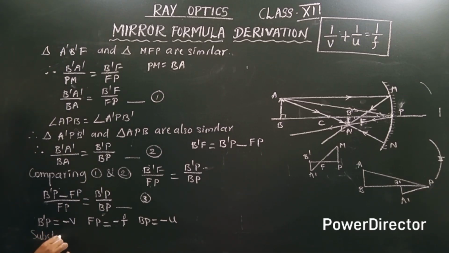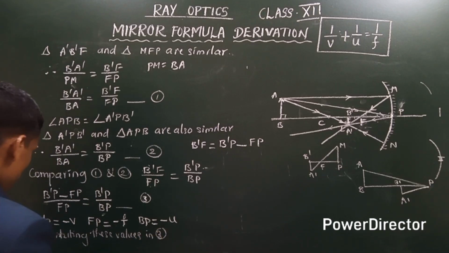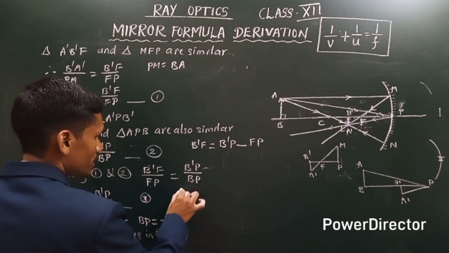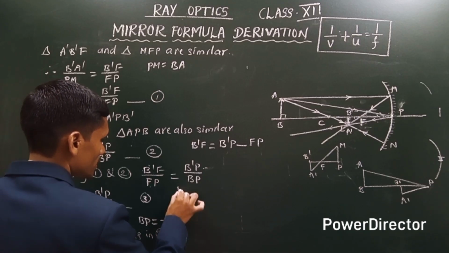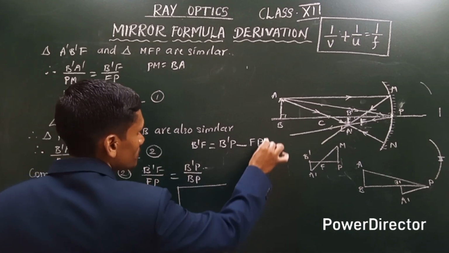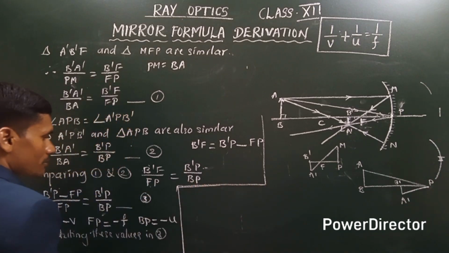Substituting these values in equation 3, what do we get here? Is it visible if I write here? Otherwise, let me continue here. Okay. Now we'll make this a separate part, so that it should not be mixed up, right?